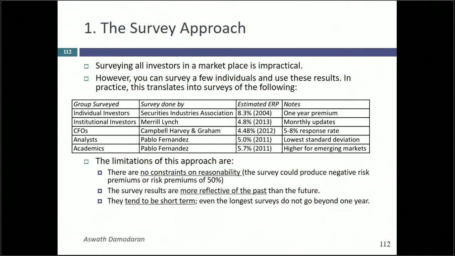Then Pablo Fernandez, who teaches in a Spanish business school, surveys equity research analysts around the world. So what are you using? Because analysts, if they're doing discounted cash flow valuation, are using it. And that number is all over the place depending on which country. But that number on average was 5% in 2011. That number is now about 5.5%.